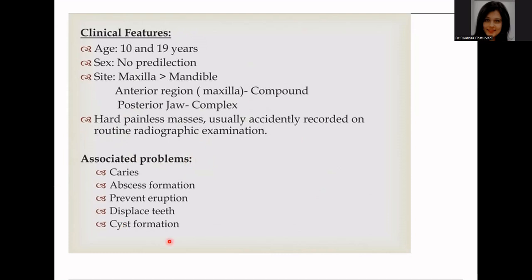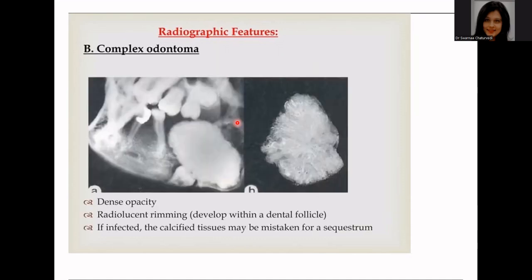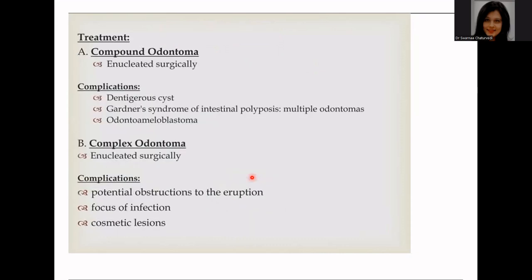The problems associated with it are caries, as discussed earlier. If exposed to saliva, caries develop. Other problems are abscess formation, prevention of eruption of the tooth, displacement of teeth, and cyst formation. Radiographic features: in compound odontoma, many separate small denticles will be there, resembling the structure of normal teeth, with simpler gross morphology. In the complex, there will be dense opacity with radiolucent rimming, developing within a dental follicle, and if infected, the calcified tissue may be mistaken for a sequestrum.